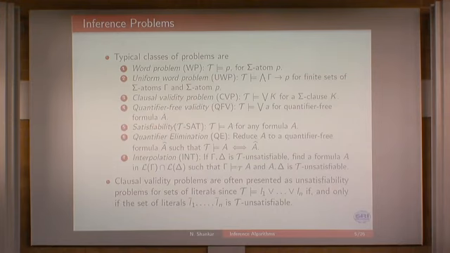Okay. So then what are the inference problems? The typical inference problems will be with respect to some theory T out there, okay? The word problem will be just, find the validity of an atom. Is that atom valid in this theory? The uniform word problem is that, if you're given some context gamma of sigma atoms, is P entailed by those? Is this P entailed by the conjunction of the gamma? It's the uniform word problem.